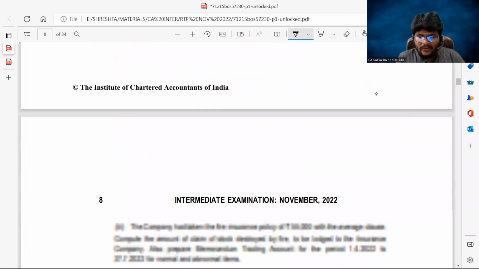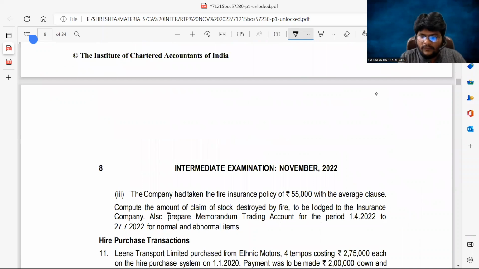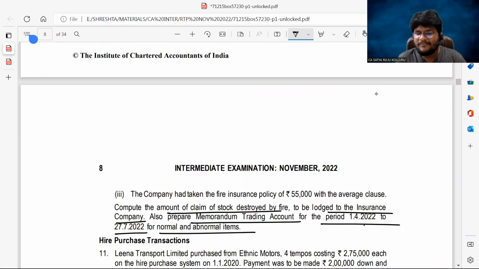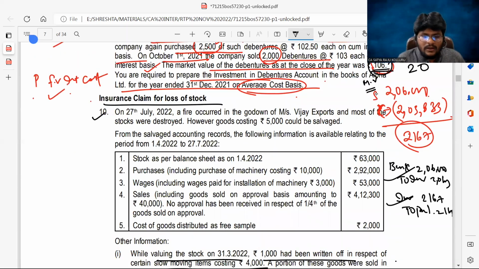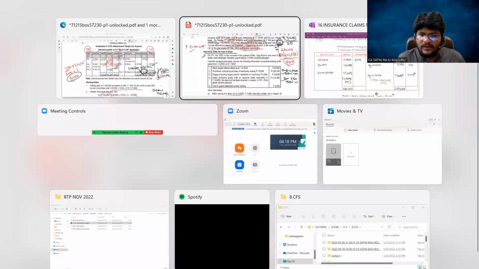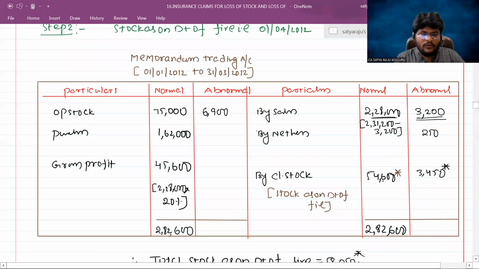Sir, what do they require here, sir? Compute the amount of claim of stock destroyed by fire to be lodged with the insurance company. Also prepare memorandum trading account for the period 1/4/2022 to 27/7/2022 for normal and abnormal items. Okay, so the similar question is available, which is clearly given in the question number.